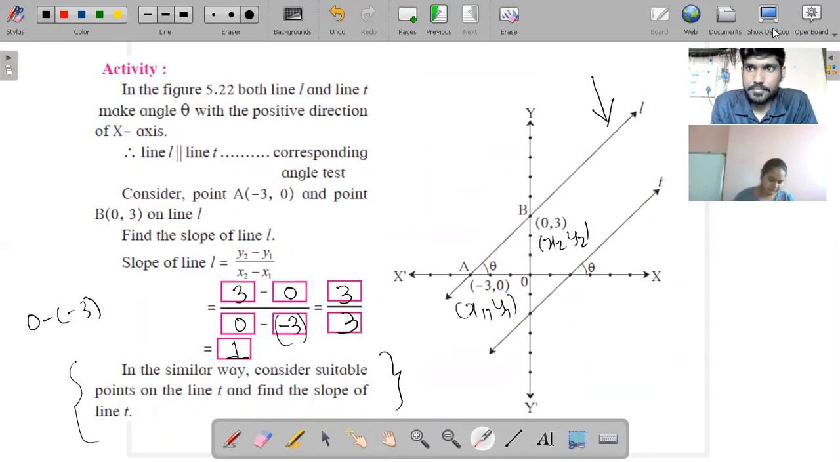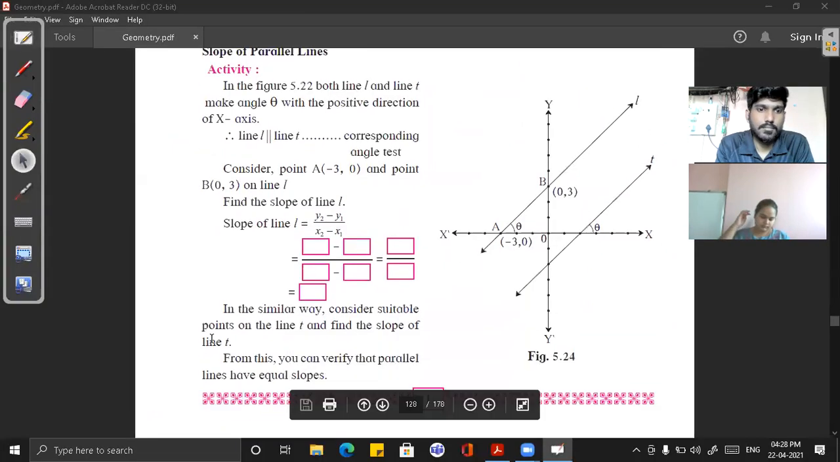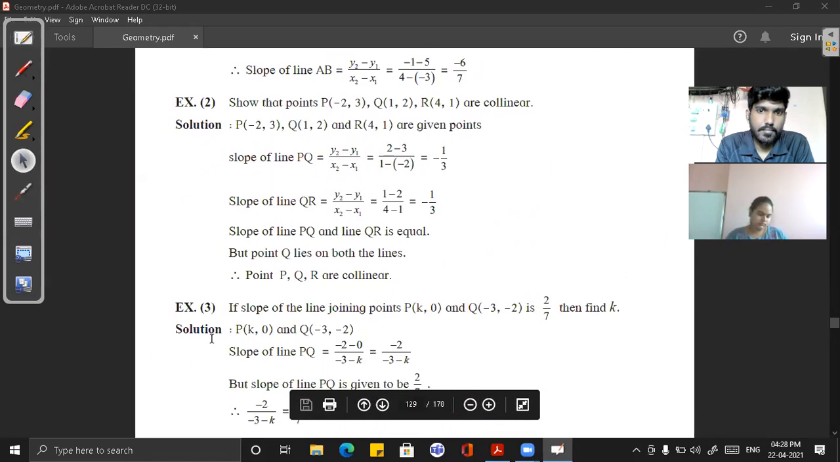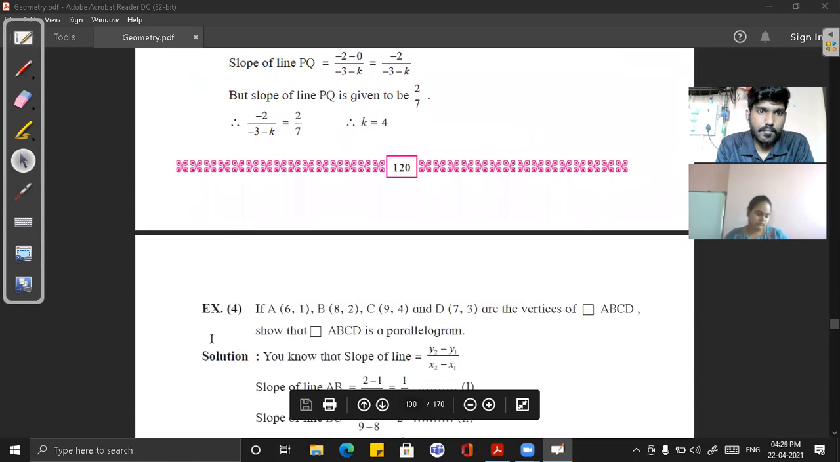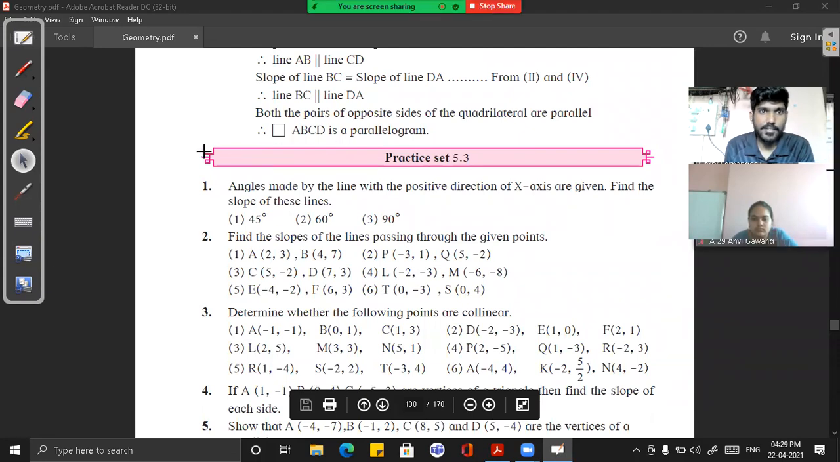Yes. You can write it in pencil in your textbook. Yes, done. We'll start with the exercise.